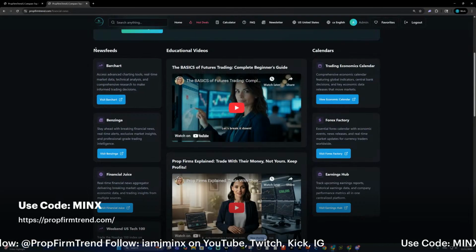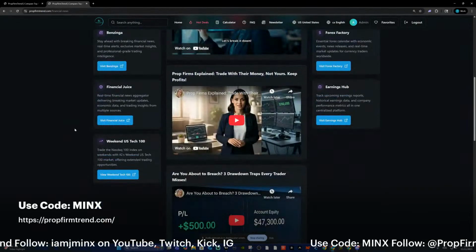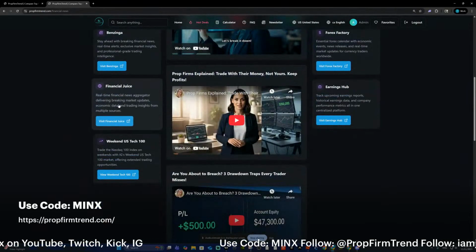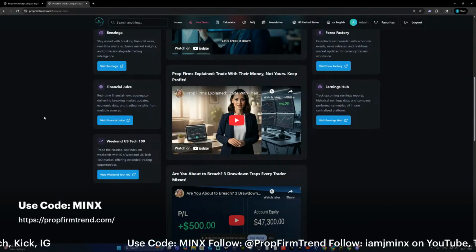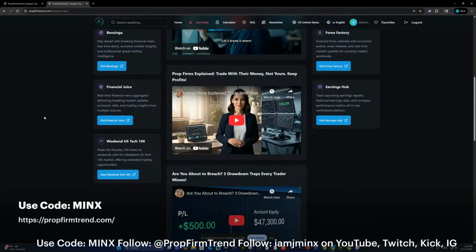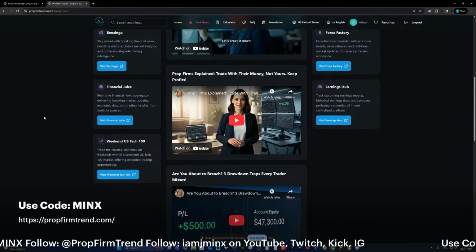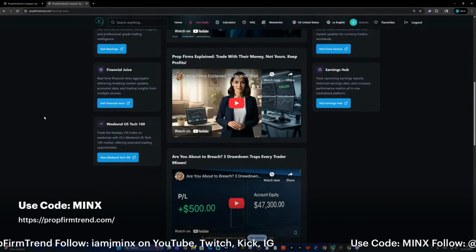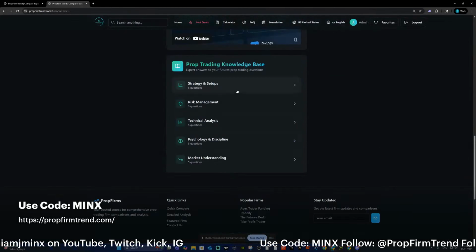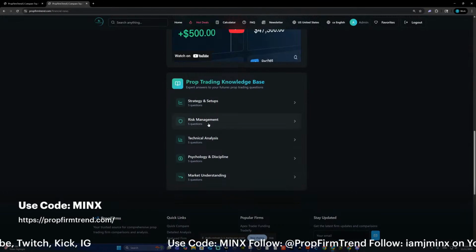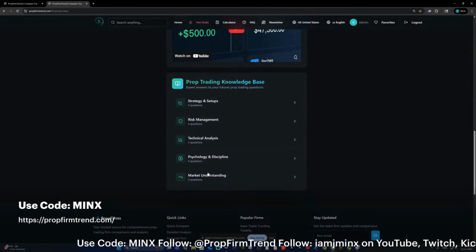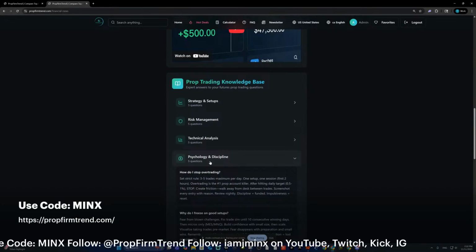But also check the news feeds, Barchart, Benzinga, Financial Juice, Investing.com. I'm sure there are a lot of different financial news sources that you guys can check out. Oh, also you can go down here. There's strategy setups, risk management, technical analysis, all of that kind of stuff.